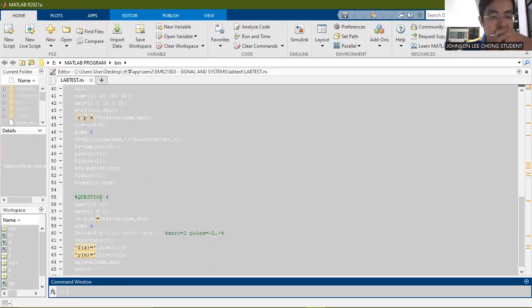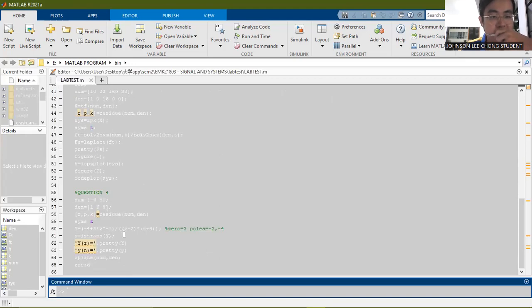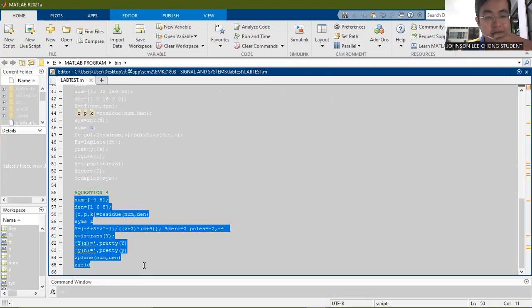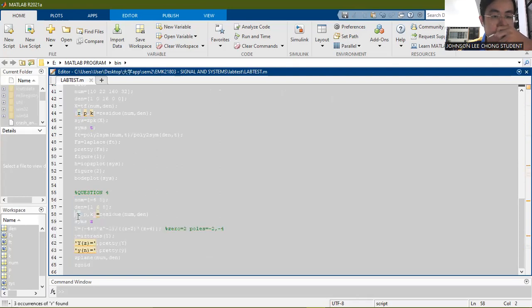And last is for question 4. As usual, I also already listed down the numerator and denominator for the coding from the lab sheet. And then this is also the RPK equal to residuez, numerator denominator, same as above. It's to find out the residual, pole and direct term for the numerator and denominator.